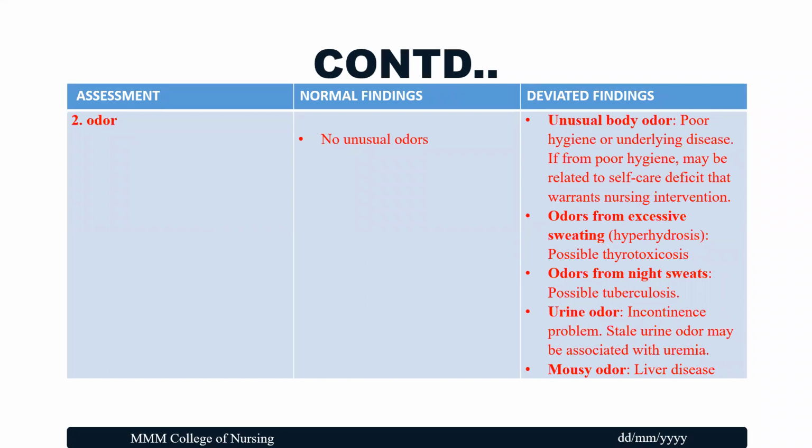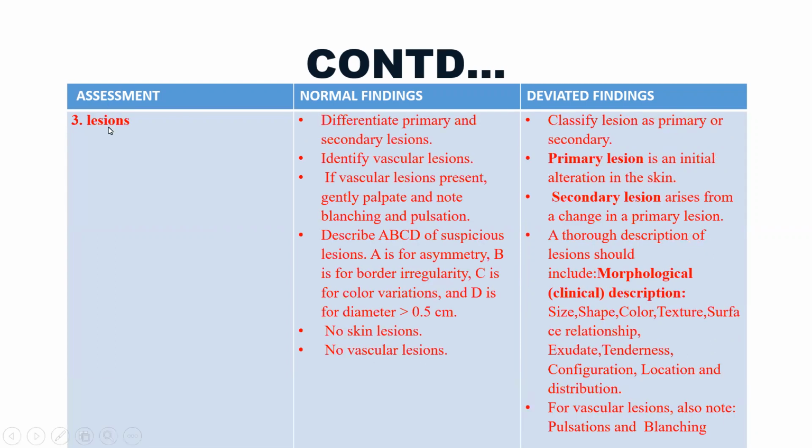Odors from excessive sweating: if somebody has hyperhidrosis, it might indicate possible thyrotoxicosis. So that should be considered. Third one, odors from night sweats might indicate possible tuberculosis. And urine odor. When they urinate, it would smell so badly, so an incontinence problem might be the underlying cause. Stale urine odor may be associated with uremia. Mousy odor indicates liver disease. This is all about the odor. Now we'll move on to the lesions.